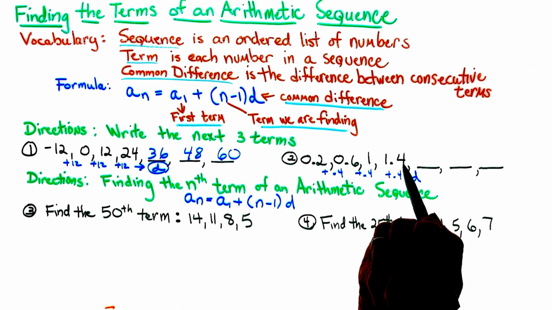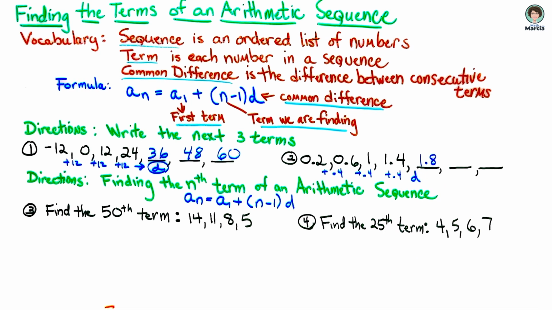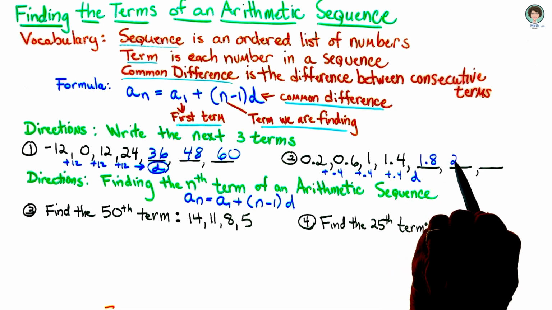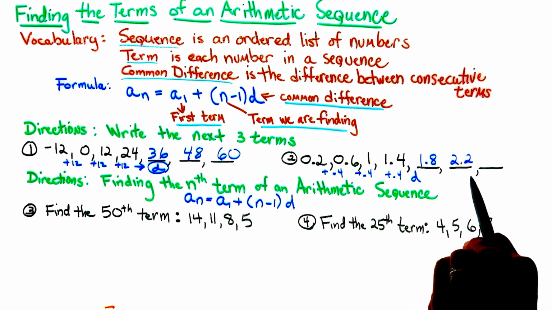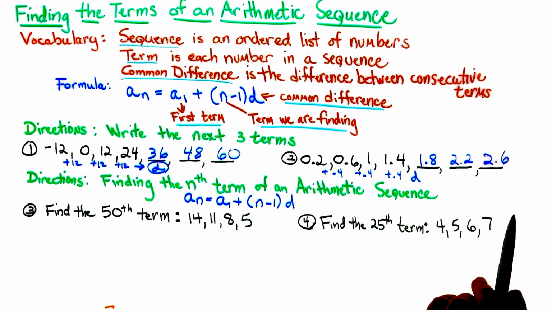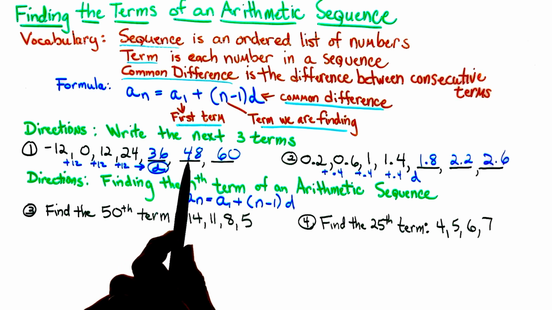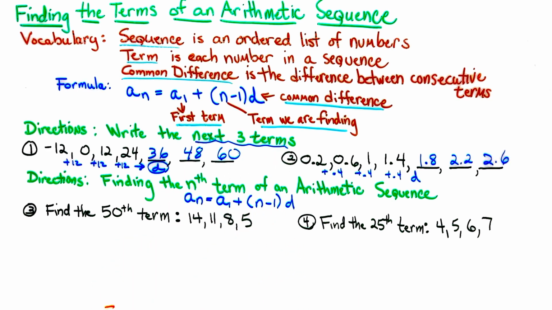So 1 4/10 plus 4/10 is 1 8/10. 1 8/10 plus 4/10 is 2 2/10. And 2 2/10 plus 4/10 is 2 6/10. Well, that's not too bad. As long as we can find the common difference, we can easily list the next three terms.